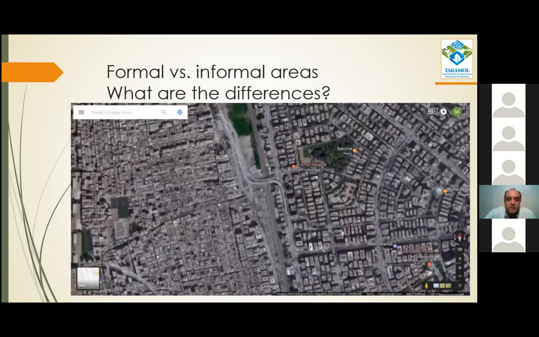So what are informal areas? You can see in this picture 2 settings. One of them is in Mohammed, and the other area is Bulaq Dakrur. What are the differences between these 2 areas? You can find the differences in the urban pattern, the availability of green spaces or public spaces, the width of streets, the urban fabric, the availability of services. Okay.